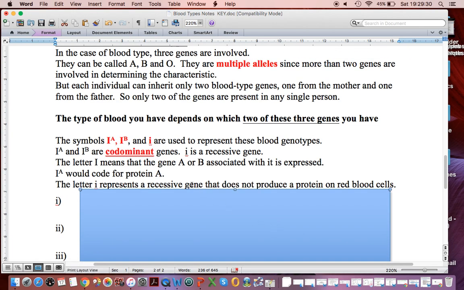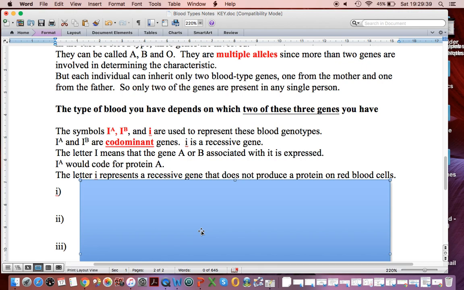These are the proper symbols that we use. Don't invent your own symbols because then you'll get a lot of things wrong as we go through. So now what we're going to look at is the possible combinations of these. So we have three alleles and we're going to see what are all the different ways that we can combine these things.